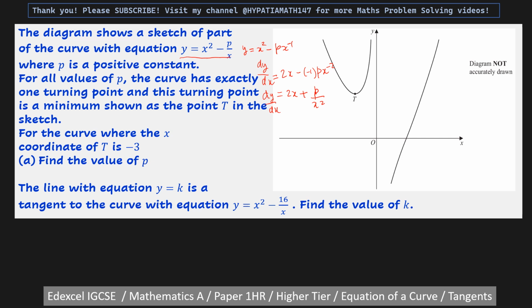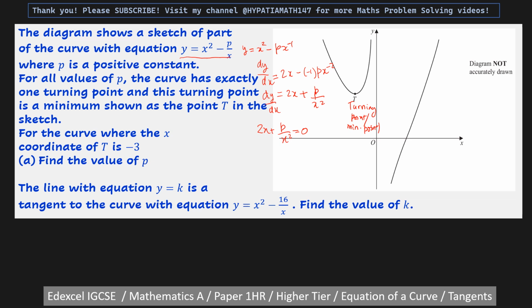Now for the minimum point, the turning point, dy over dx would be 0. So I can say that 2x plus p over x squared is equal to 0.